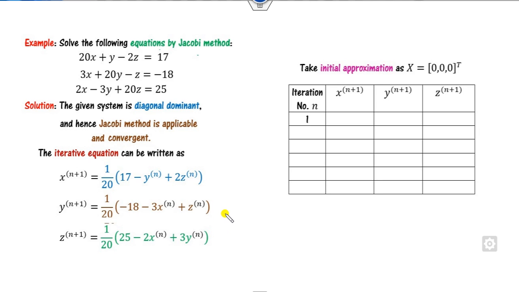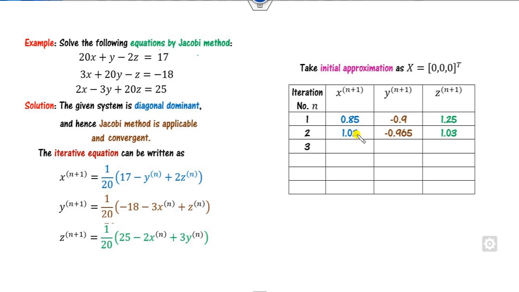Then our target is to make this table. You can start with any initial guess. So say 0, 0, 0. Your first answer will be 0.85. X and z are both 0. It is minus 0.9. And if you substitute here, the answer is 0.5. Sorry, 0.125. So you can see 0.125. I can substitute these new values here, this and this. I can get the updated value.